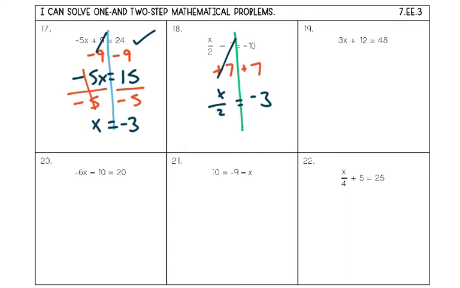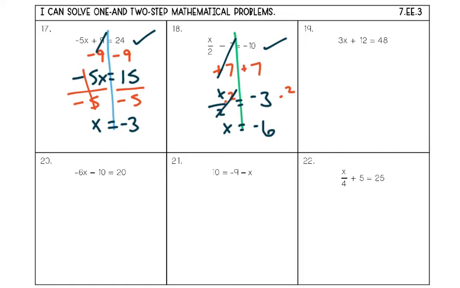Now I'm trying to get rid of that divide by 2. I know that the opposite of division is multiplication, so I'm going to multiply both sides by 2. That leaves me with 1x on the left and -3 times 2 on the right, which is -6. I can plug that back into my original equation. Since -6 divided by 2 is -3, and -3 minus 7 is -10, I know I solved my equation correctly.